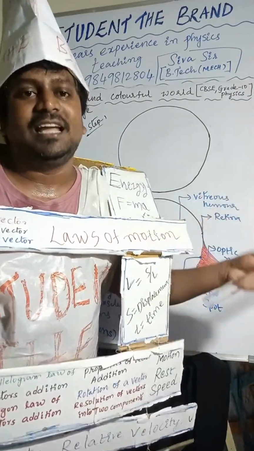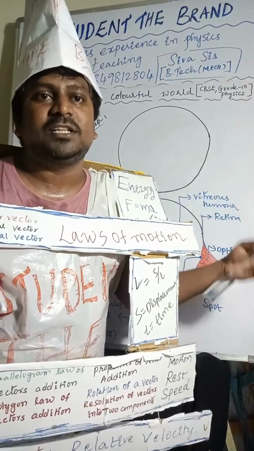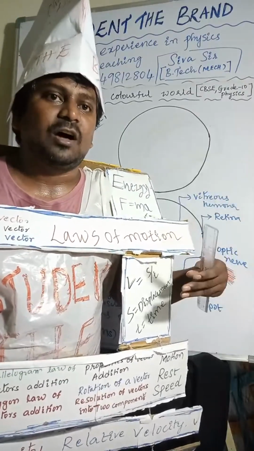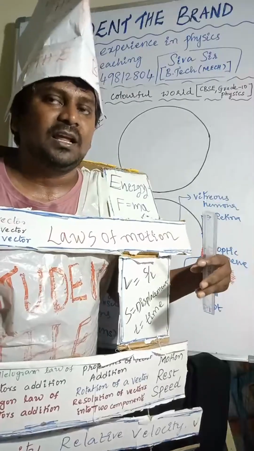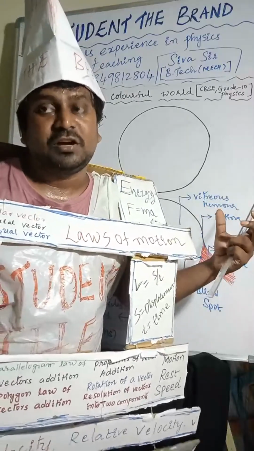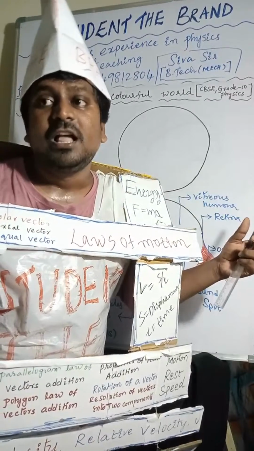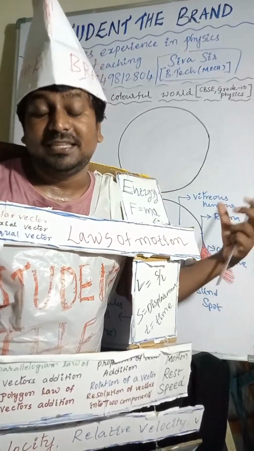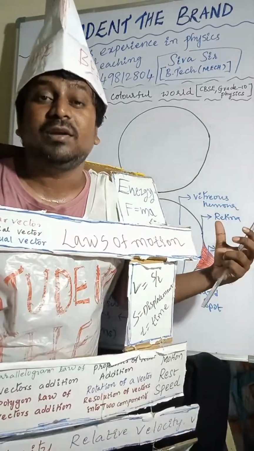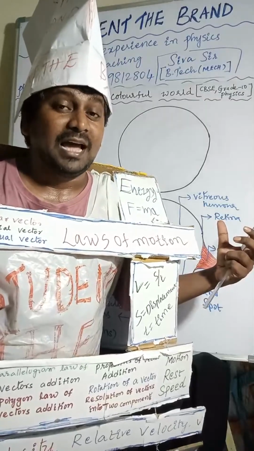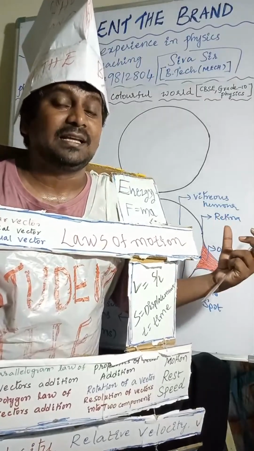So when you are seeing a nearby object and a faraway object, it will adjust the curvature of the eye lens. When you are seeing a nearby object, the eye lens will be thick, the focal length will be less, and the power will be more.